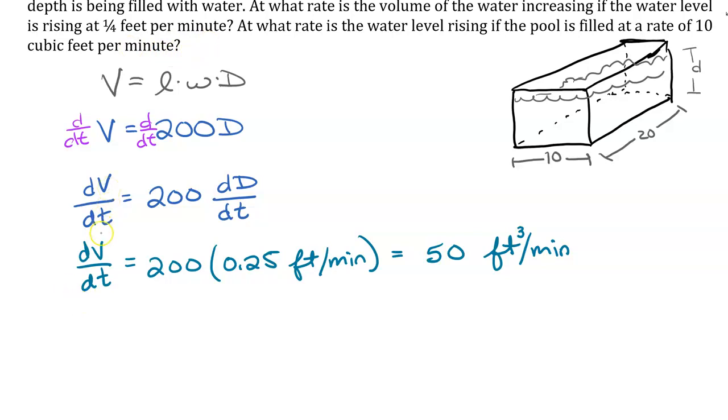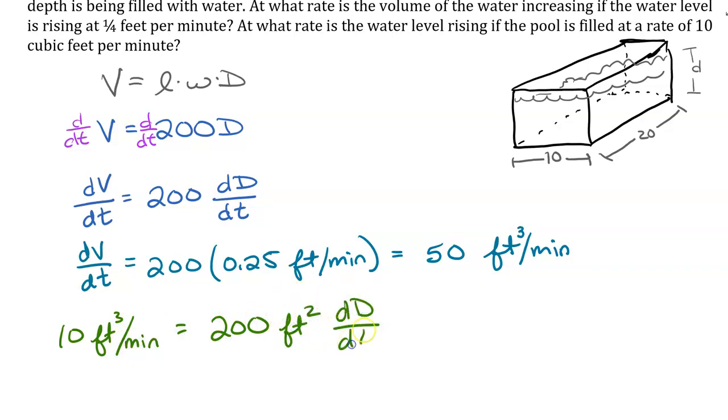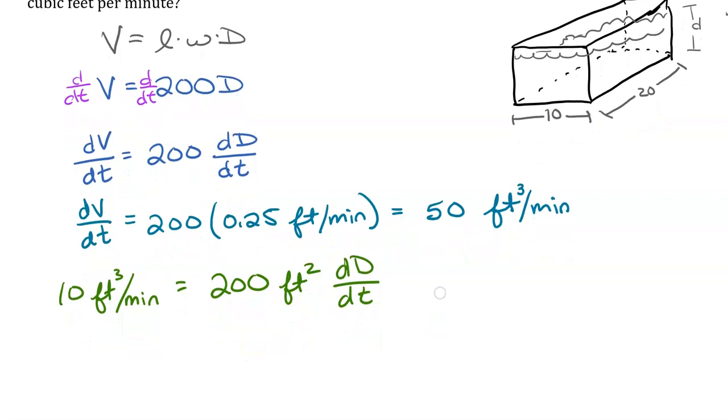So if my dV/dt is 10 cubic feet per minute, that equals 200 feet squared times dD/dt, and I'm looking for the change in depth over time. So divide by 200 on each side, and that'll also divide out your feet as well by 2 of them, which will give you feet per minute, which is perfectly fine and awesome because that would be depth. So 10 divided by 200 is 1/20 feet per minute.